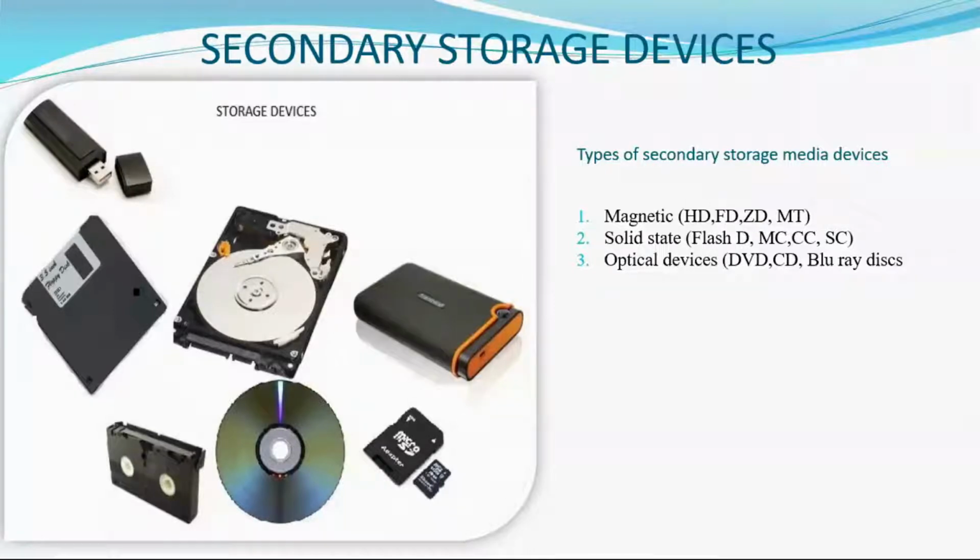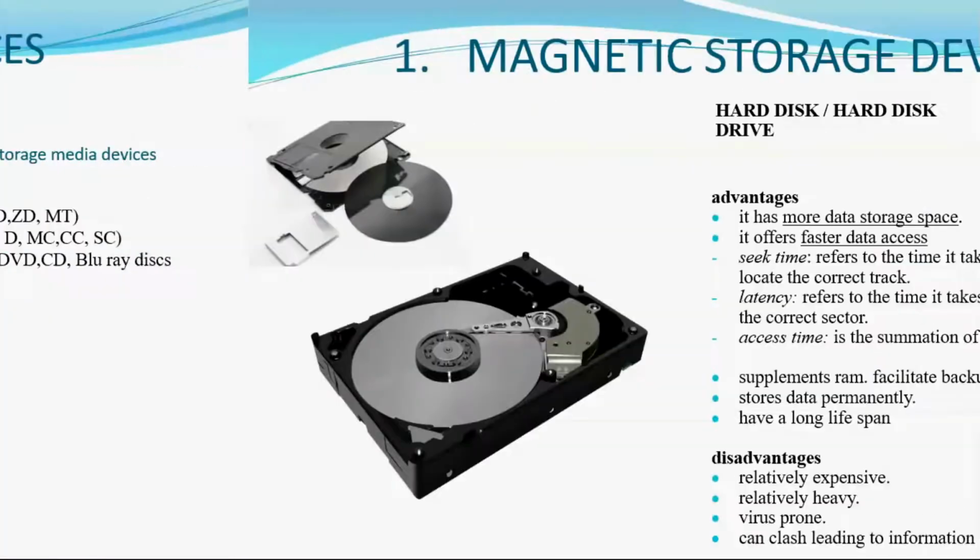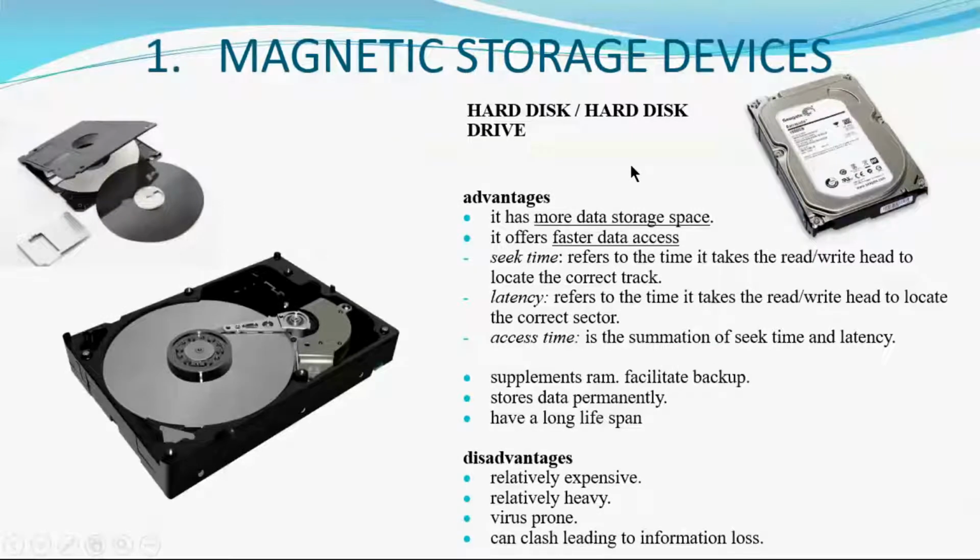Okay. Now, when we look at the secondary devices, we categorize them according to the way they store their information, or they write the information to their surfaces. Okay. Now, we categorize them into three types. The three types include the magnetic storage devices, the solid state storage devices, and the optical storage devices. So we are going to look at these one by one. Right now, we have just stated them. Okay. Now, starting with what we call the magnetic storage devices.